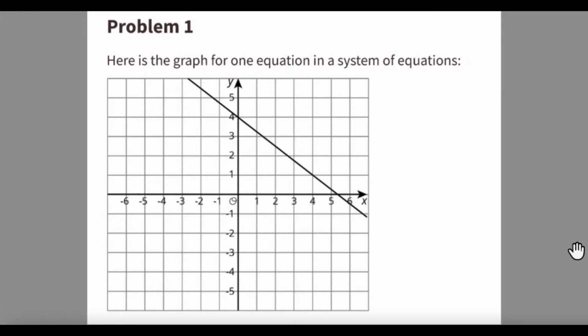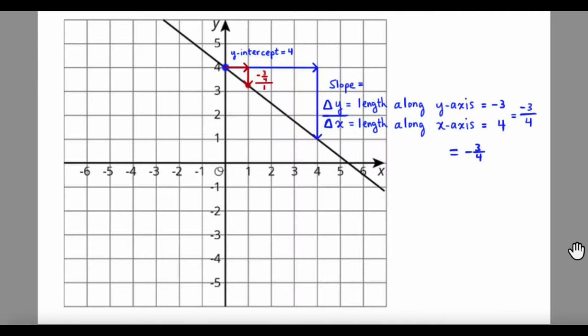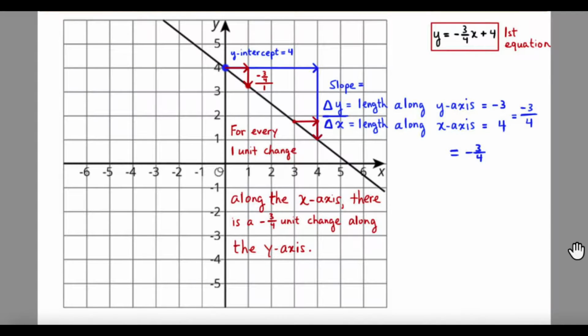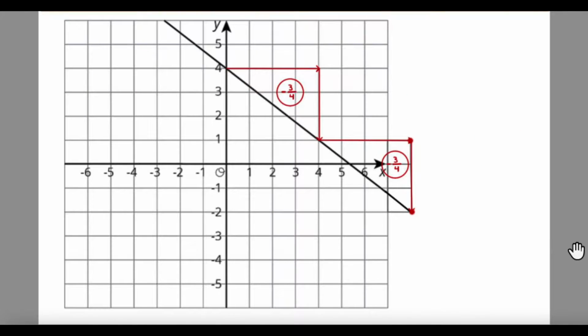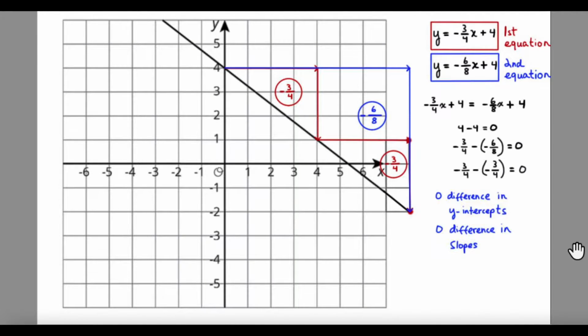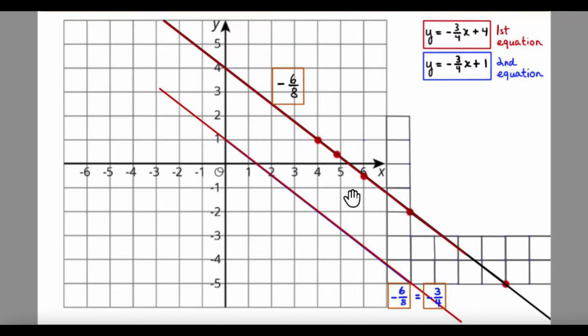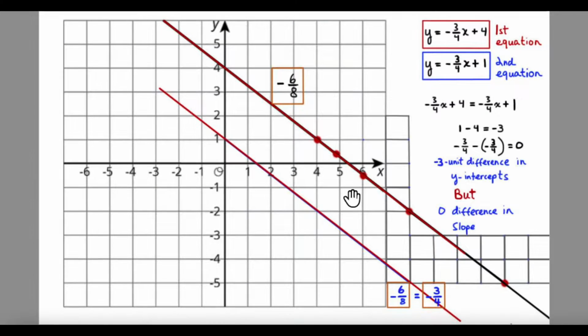This is the first equation. Calculate the slope of the first equation. And then part A is just writing an equivalent equation, so there's an infinite number of solutions. Part B is to write the equation for a parallel line, so there are no solutions.